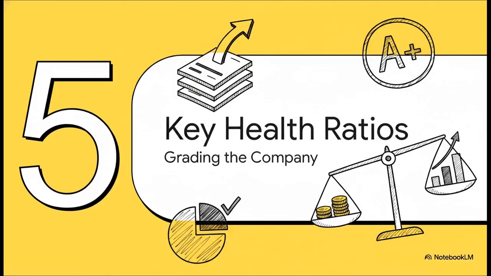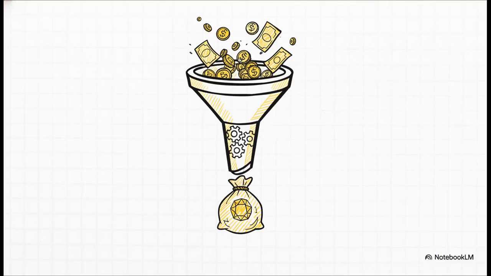And finally, we arrive at Section 5, Key Ratios for Company Health. Once we have those finalized accounts, we can calculate critical ratios to actually grade the company. First up are our profitability ratios. The gross profit ratio is calculated as gross profit divided by net sales multiplied by 100. This metric shows us the company's profitability strictly before all those extra overheads are factored in. Then we have the net profit ratio, which is net profit divided by net sales multiplied by 100. This provides the overall profitability. It's essentially the final grade on how efficiently the company turns its sales into actual bottom-line cash.